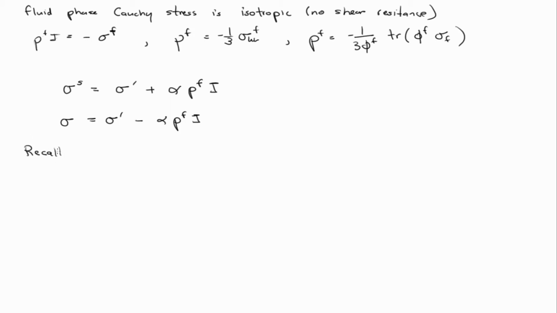So recall, if you go back in your notes, and I went back and checked to make sure that I actually defined the nominal stress, the nominal stress was J times F inverse times the Cauchy stress. And the transpose of that is equal to the first Piola-Kirchhoff stress, so 1PK.